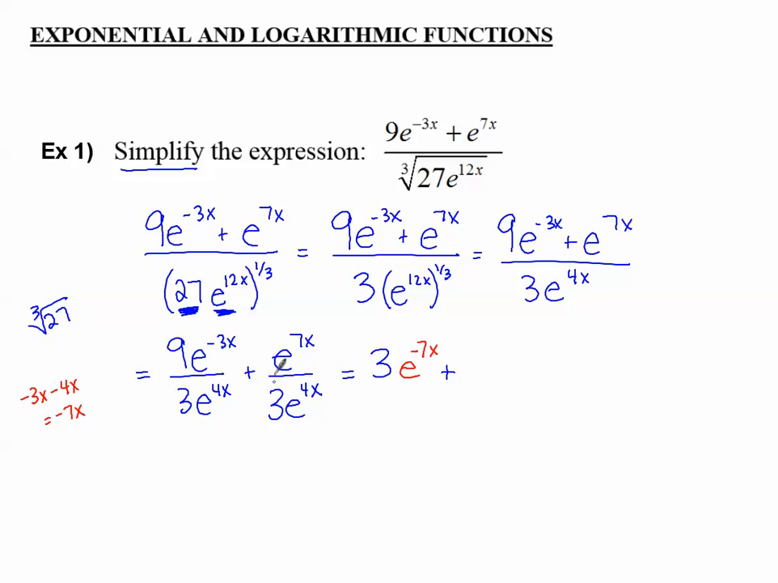Plus, this is 1/3. Again, we're going to subtract these exponents. 7x minus 4x makes 3x. So this is e to the 3x. This is simplified, and we're done. This simplification is going to make it easier for us when we're dealing with these terms for derivatives and integrals.